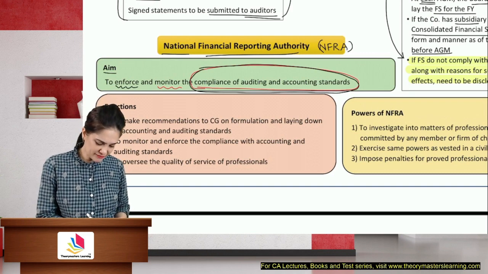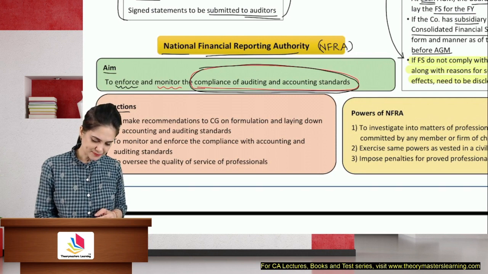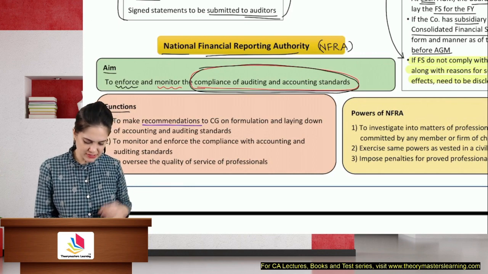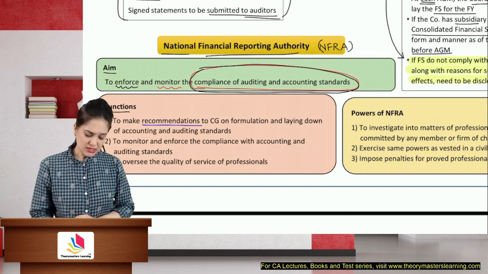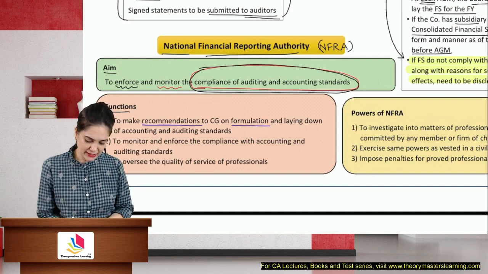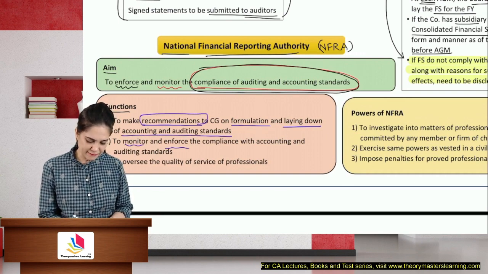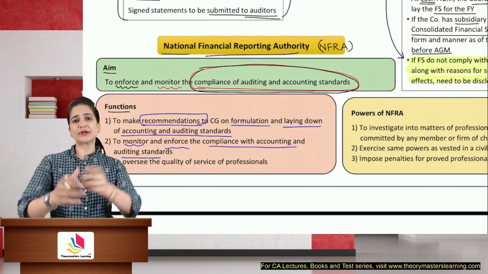The functions of NFRA, yeah, let us highlight the keywords. Okay, I'll change the ink. It is to make recommendations to the central government. So NFRA will only recommend. Finally, enforcement will be by the central government on formulation and laying down of accounting and auditing standards. So they only recommend. Then they will monitor and enforce the compliance with accounting and auditing standards. They will ensure that the auditing and accounting standards are followed by the auditing professional.